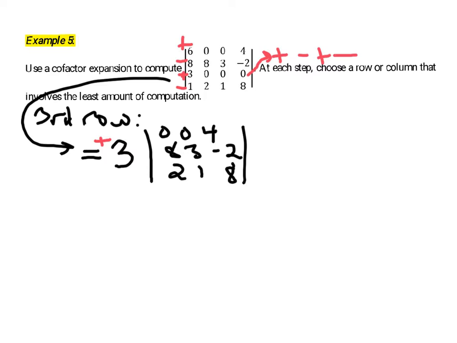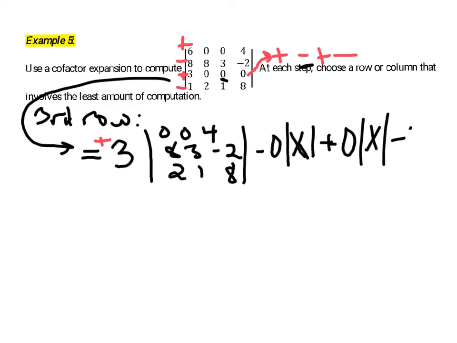If I'm following these alternating signs, I have minus for the next, but then the entry is 0 times whatever matrix. It doesn't matter because we're multiplying by 0. Then same thing, plus 0 for this entry times whatever matrix, and same thing with that last entry: 0 times anything is going to be 0 no matter what. So everything else turns out to be 0, and we just have to do 3 times the determinant of this 3 by 3.